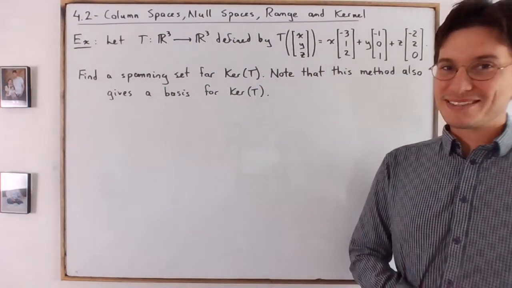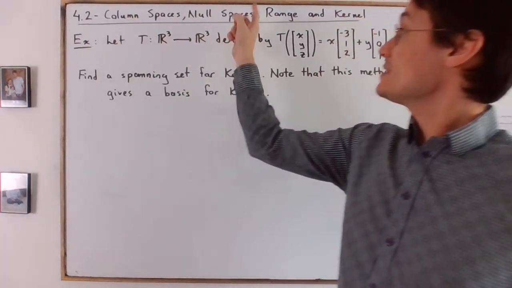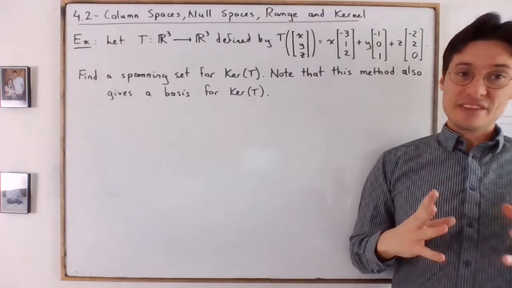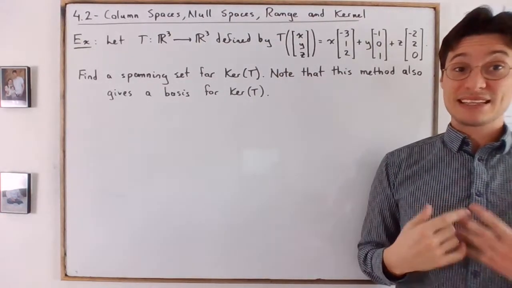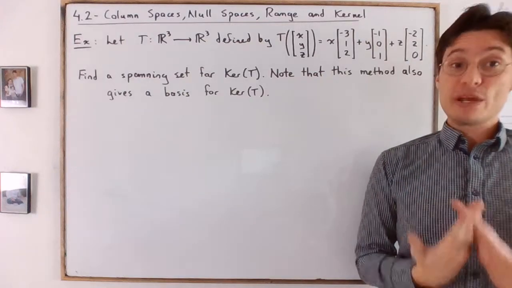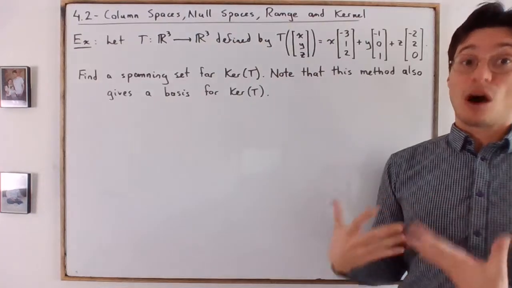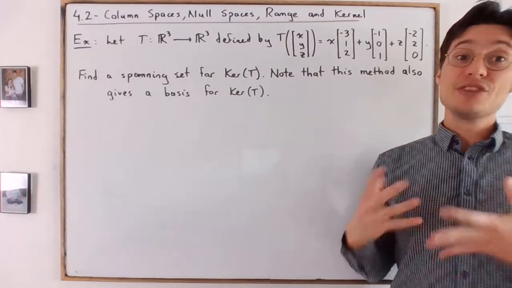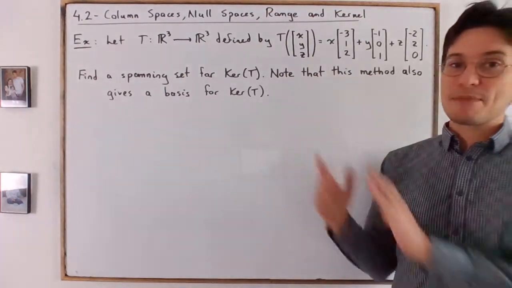Hi, linear algebra students. So this is the last example in column spaces, null spaces, range, and kernel. And if you understand the last theorem that we have covered in class in this section, which basically says that if we are given a standard matrix, the range is the column space of A, being the matrix, and the kernel is the null space of A.